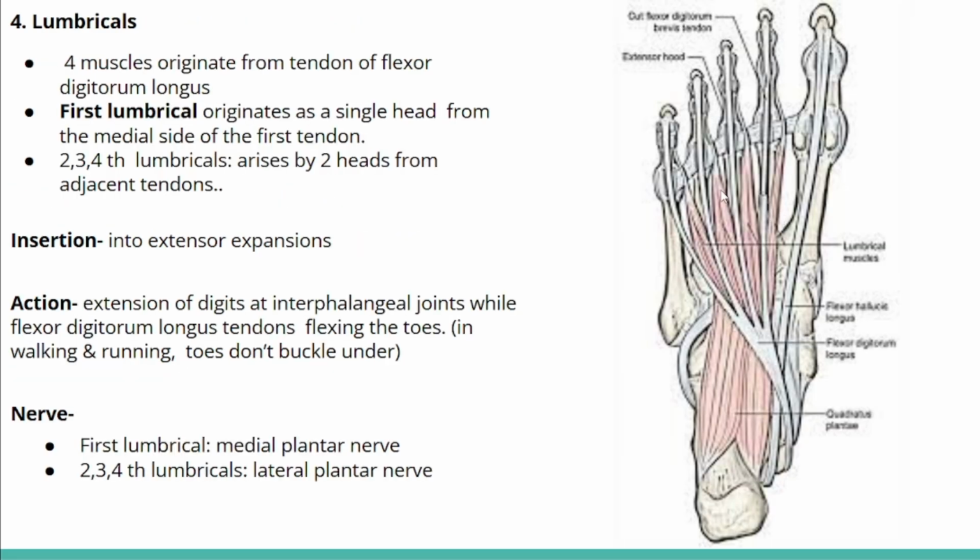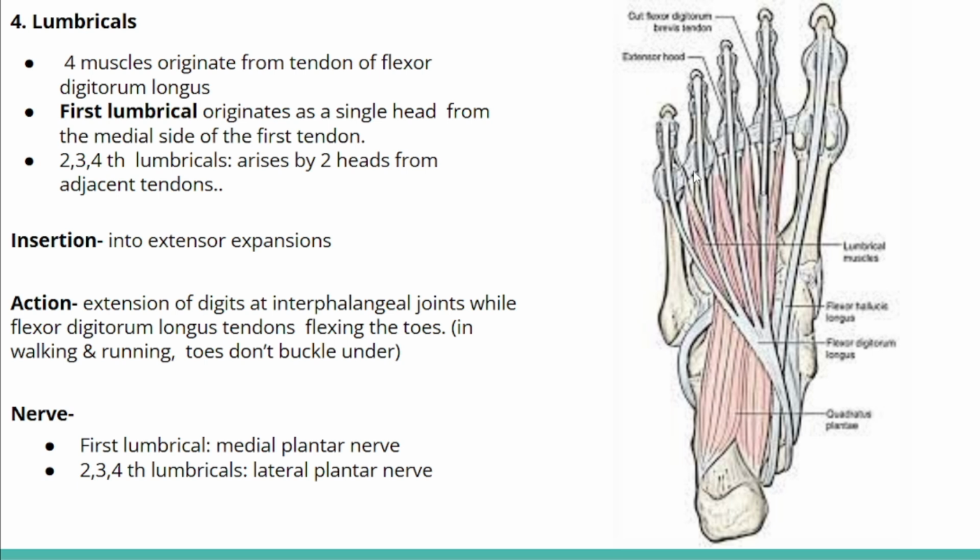So we just talk about the lumbricals. This picture might not be very clear, but you can identify the muscles. These are the lumbricals that arise from the tendon of flexor digitorum longus. If we count from medially, this is the first lumbrical, which originates as a single head. But the other 3 lumbricals originate from the adjacent tendon as well, so they have 2 heads. Only the first lumbrical has a single head. The first lumbrical originates from the medial side of the first tendon, and the other 3 lumbricals originate from their own tendon and the adjacent tendon as well.